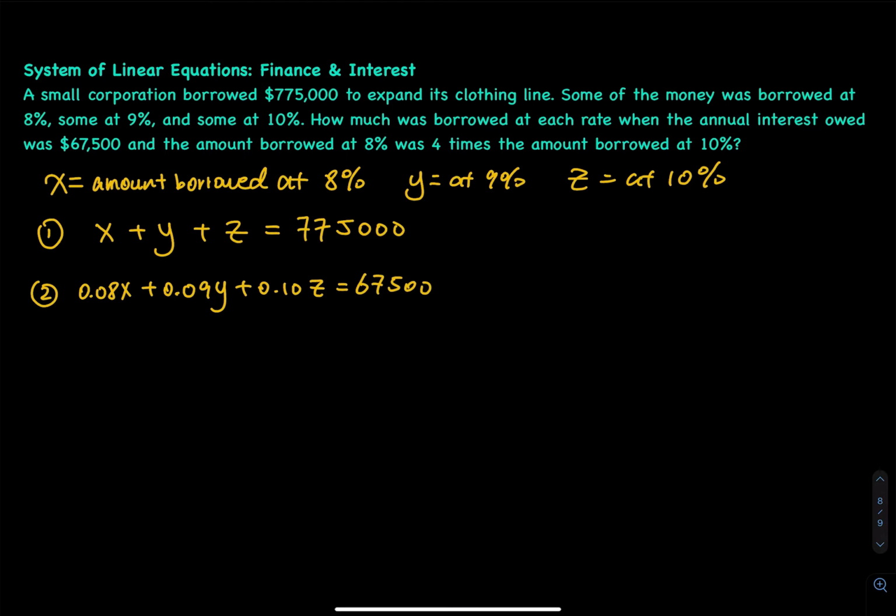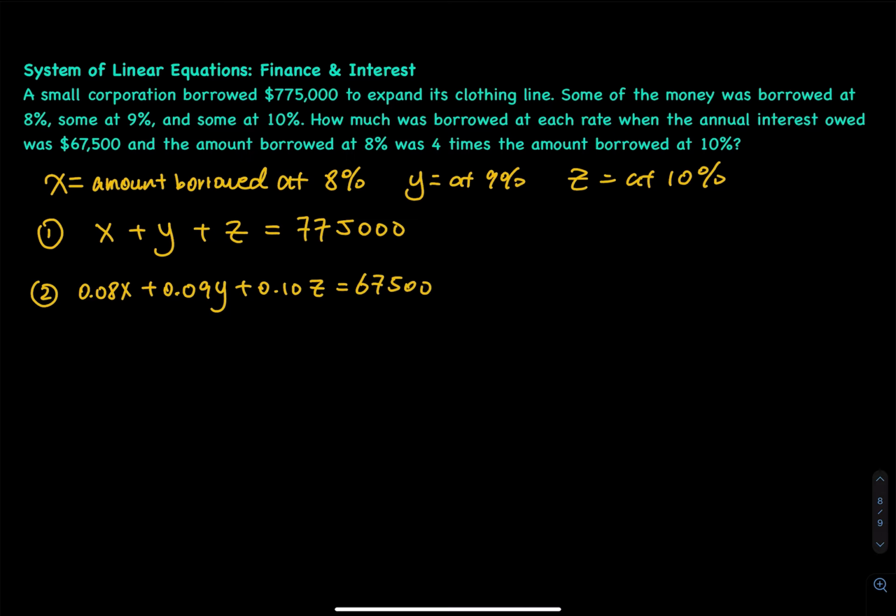$67,500. And then the last one: the amount borrowed at 8%, which is x, was 4 times the amount borrowed at 10%. Let's say I have some money in my pocket and you have some money in your pocket. My amount is 4 times greater than yours. Okay, so you have something, I have something, and my amount is 4 times greater than yours.